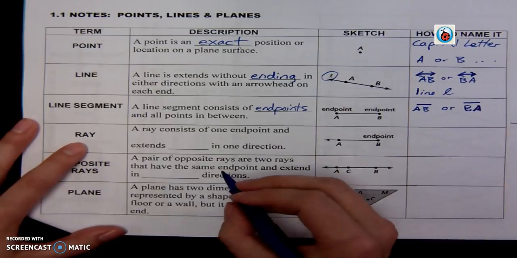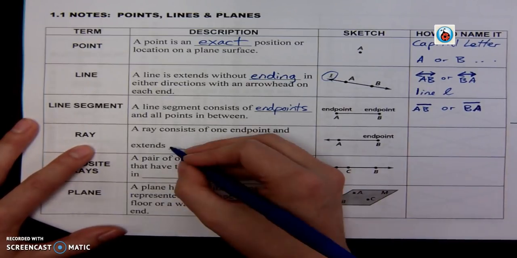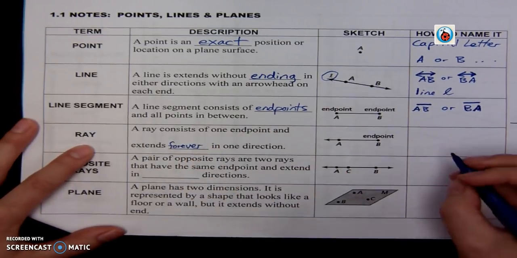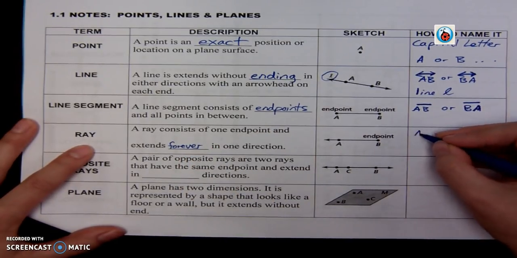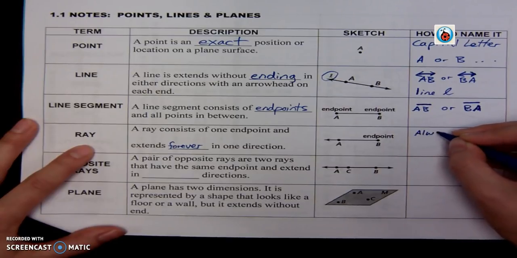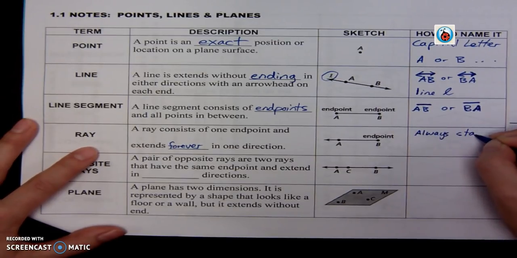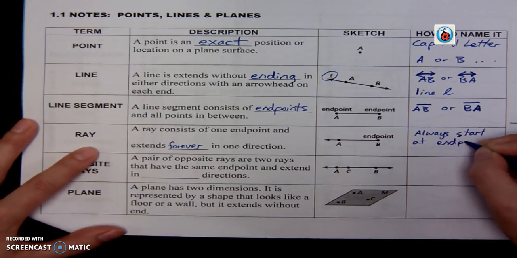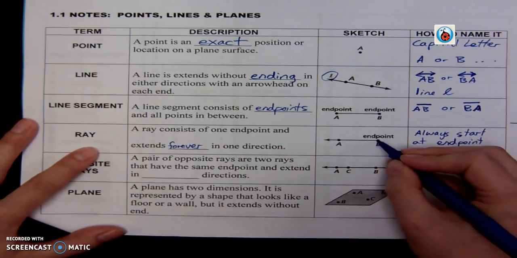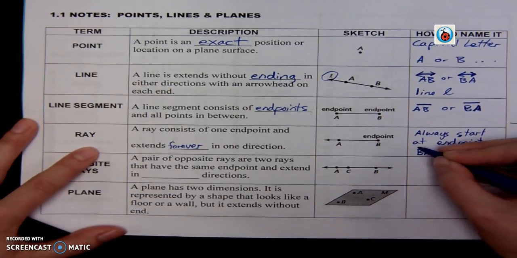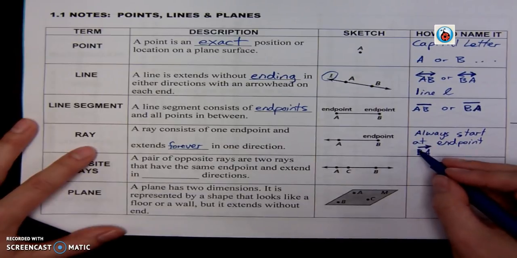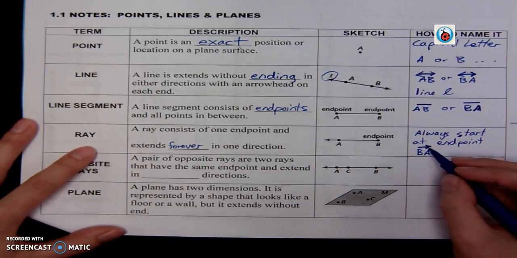Alright, a ray has one endpoint and it extends forever in one direction. You always start with the endpoint when you're labeling it. And so since B is the endpoint, B has to come first, so this would be ray BA, and the arrow is always pointing this direction, even though it's drawn pointing in that direction. It's always just I start at the endpoint and then do my second point with the arrow going this way.